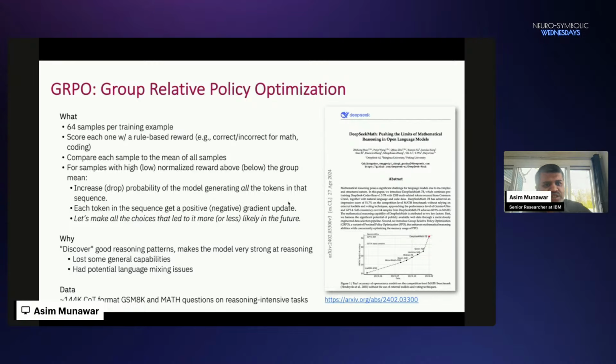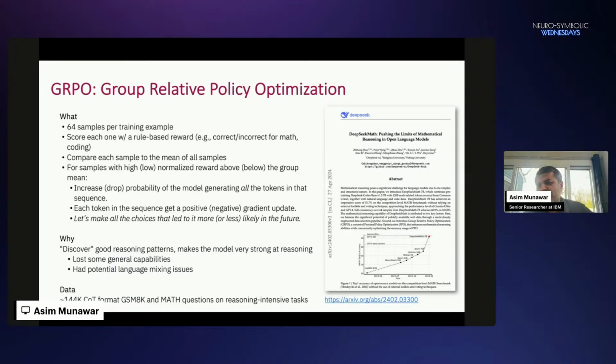GRPO, another innovation that came from the DeepSeek math paper in April 2024. So it was much earlier, almost a year earlier than the DeepSeek R1 paper, or 9-10 months earlier. Here, what they do is instead of creating a single sample or a pair of samples for rejection, they create up to 64 samples per training example when they're doing reinforcement learning.